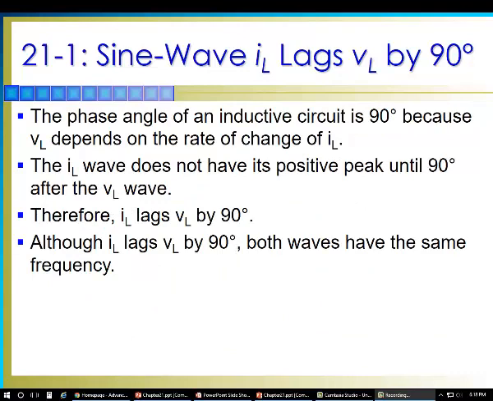So the phase angle of an inductive circuit is 90 degrees because the inductive voltage depends on the rate of change of the inductive current. So the current wave does not have its positive peak until 90 degrees after the voltage wave. So therefore, the current lags the voltage by 90 degrees in an inductor. But just like in a capacitor, they are 90 degrees out of phase, but the frequency must be the same in both cases. So the voltage and the current must have the same frequency.